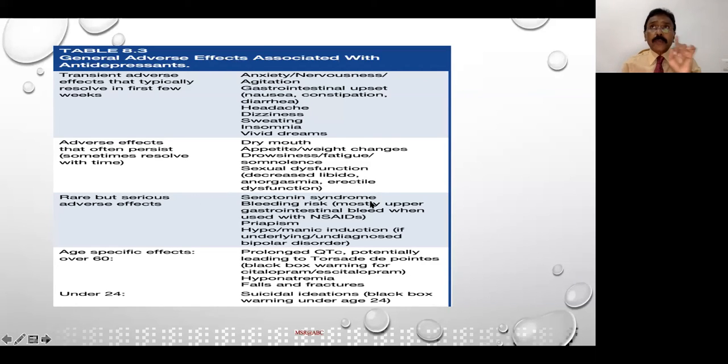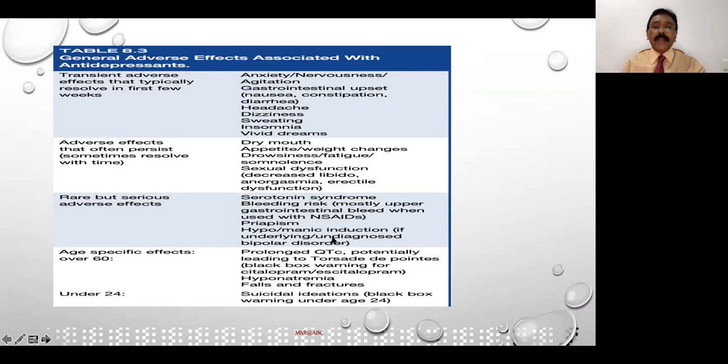Serotonergic syndrome. Sir, with pure SSRIs in the last 25 years, I have not seen even a single case of serotonergic syndrome. I do go for very high doses. I'll come to that when I talk about OCD. Bleeding risk. I had 2 patients with a temporal relation; after starting this, they had GI bleeding. Hypomania, I don't bother about hypomania.